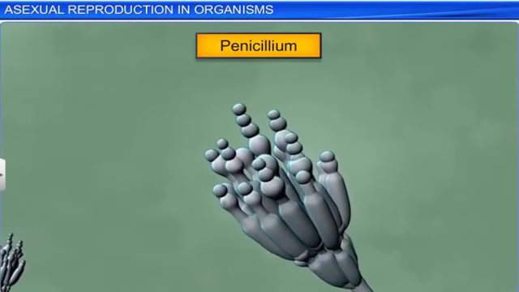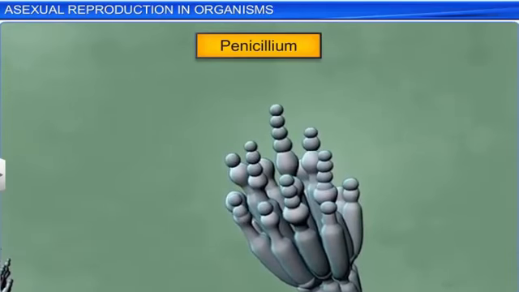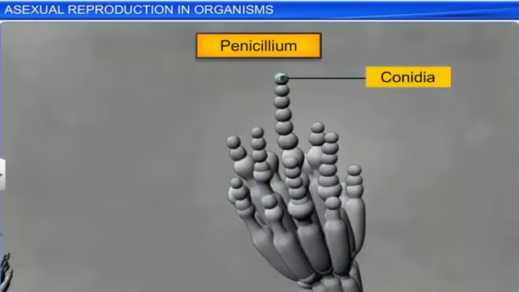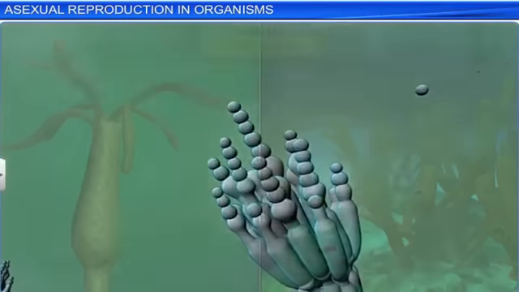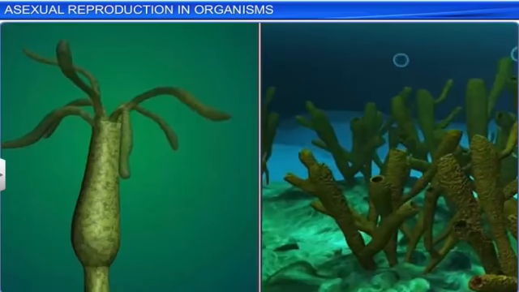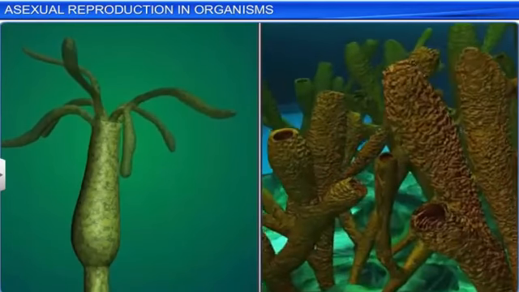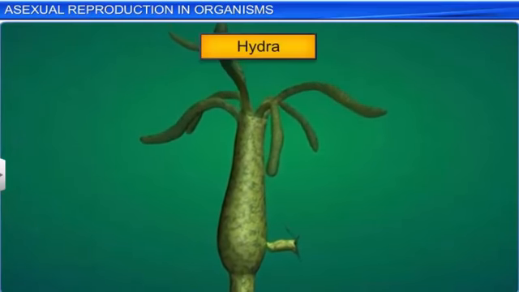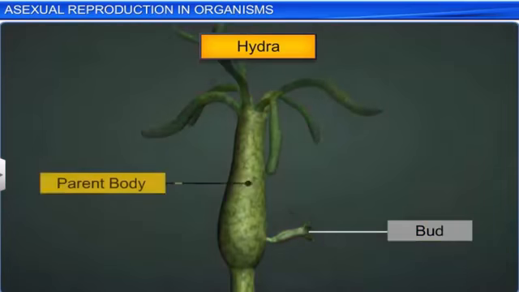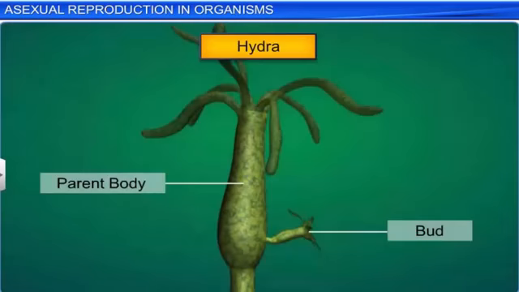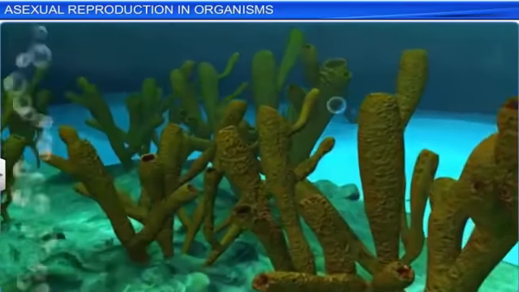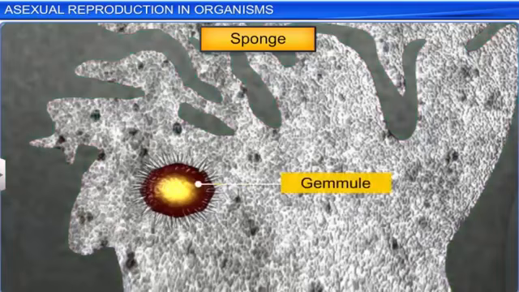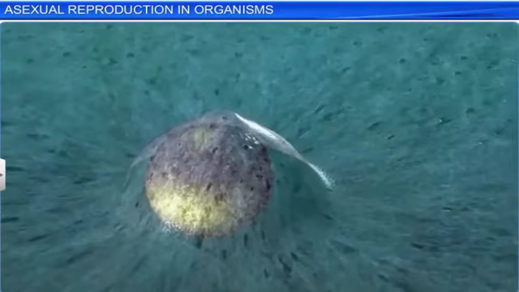While yeast reproduces through budding, other members of the fungi kingdom, such as penicillium, reproduce through conidia, a special asexual reproductive structure. Apart from fungi, we also see asexual reproductive structures in certain members of kingdom Animalia. In the case of Hydra, buds which develop on the parent body serve as a means of reproduction. Likewise, the sponge produces internal buds called gemmules that aid in asexual reproduction.